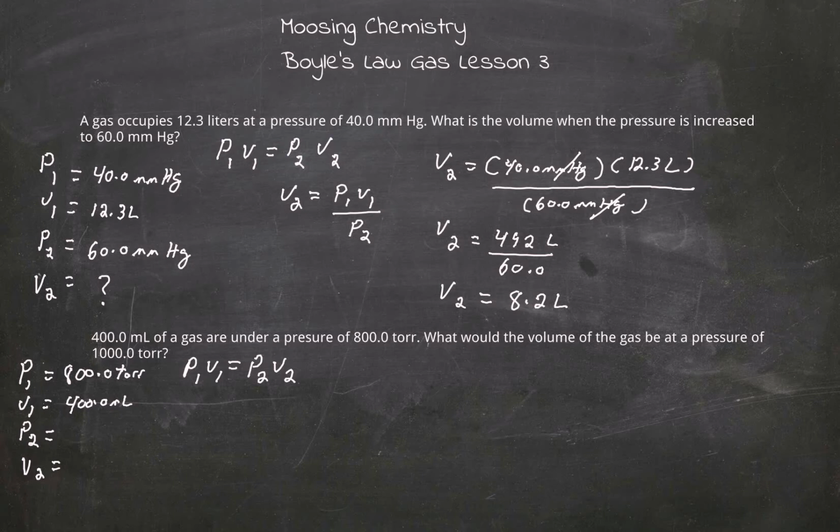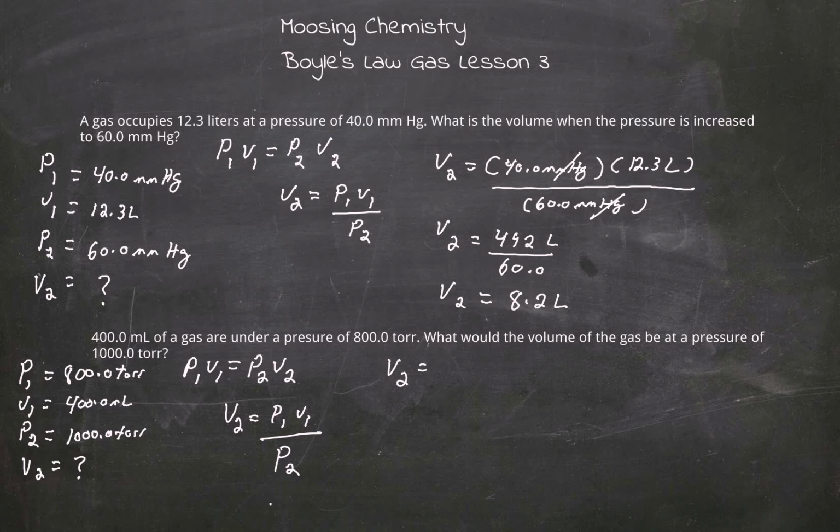Now we're back here, and our second pressure this time is 1,000 torr. Both of these are in the same units, so they're going to cancel each other out anyway. We are looking for volume 2 again. So we set up V2 equals P1 V1 over P2. Pretty simple. Let's go ahead and do the math.